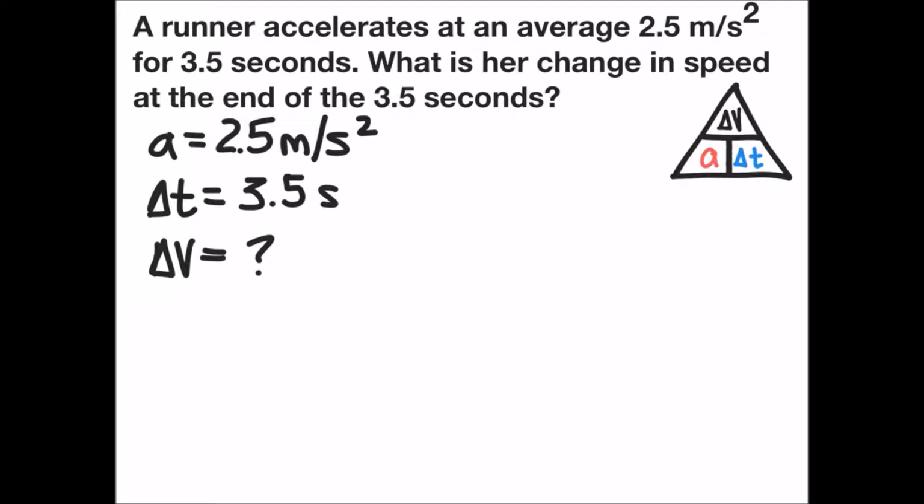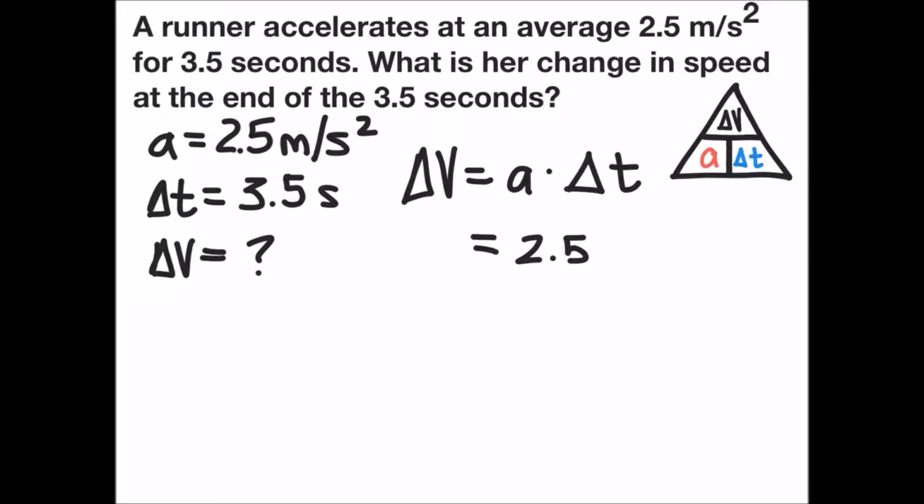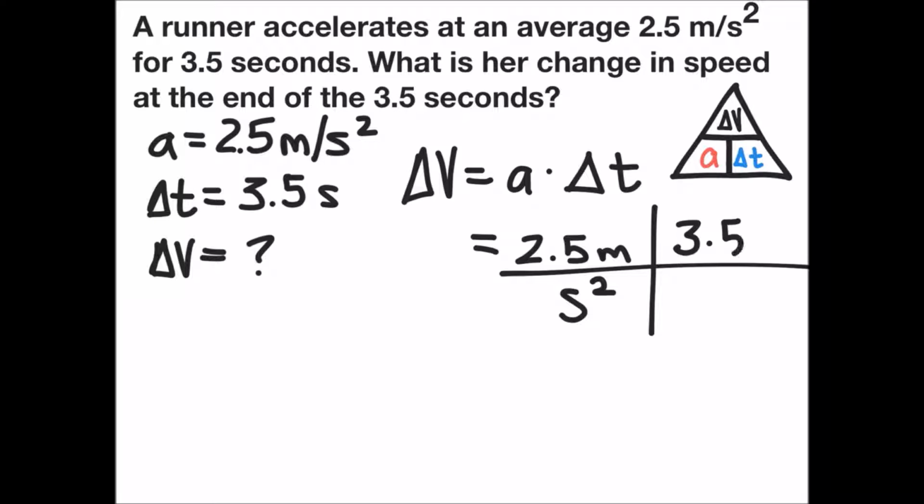We're going to use the acceleration triangle to determine our formula. We can rewrite that as delta V equals acceleration, or A, multiplied by the change in time. We can substitute our numbers to get acceleration as 2.5 meters per second squared. I use the factor label method with this so it's easy to see my units cancel. We're multiplying it by 3.5 seconds. Seconds on top will cancel with one of the seconds on the bottom. We can rewrite our formula as delta V equals 8.75 meters per second.